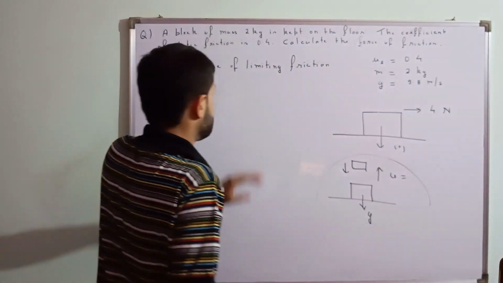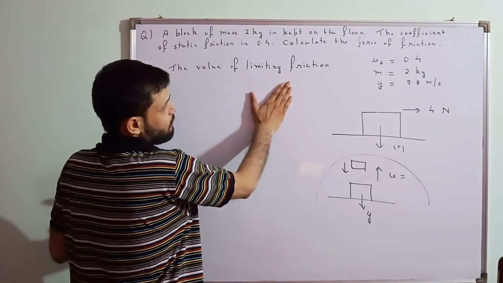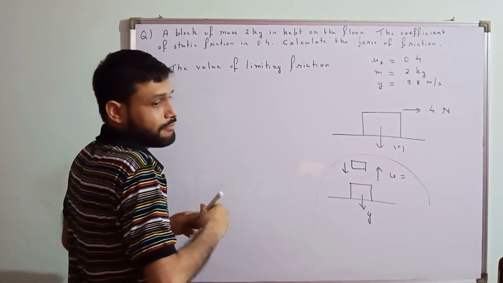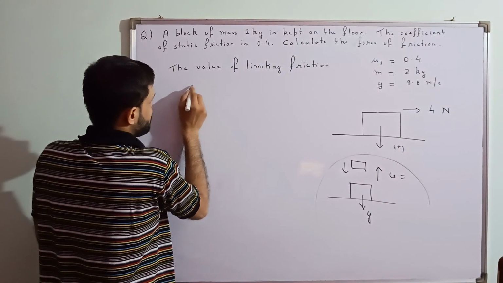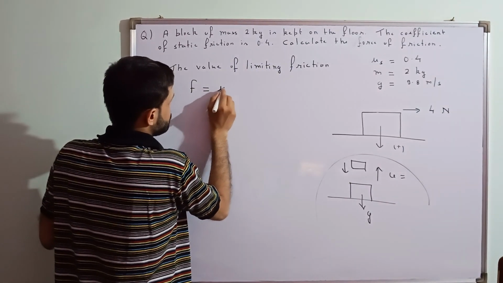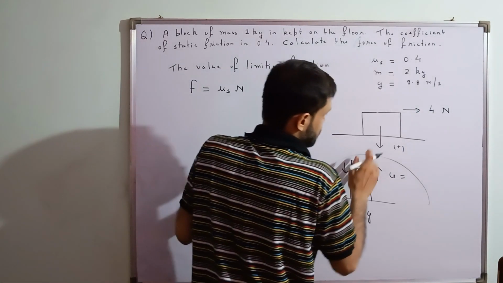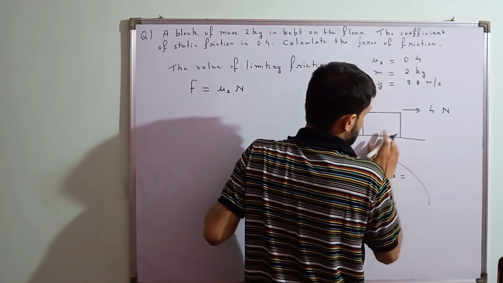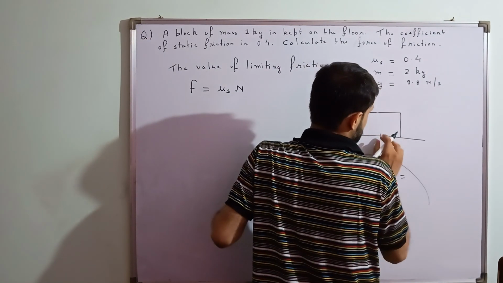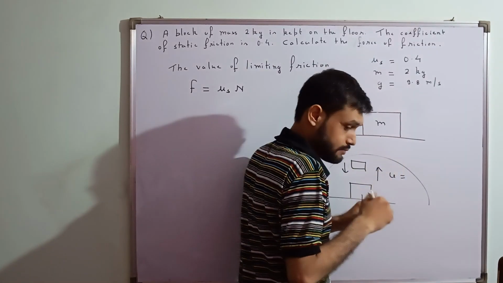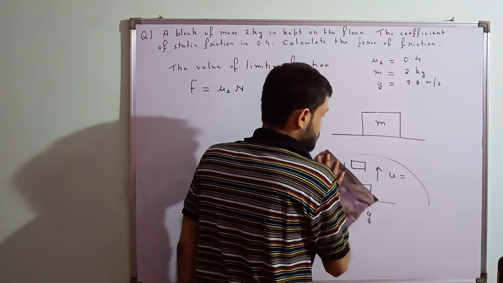Now come to here. We can find the maximum value of static friction, or we can write the value of limiting friction. So what will be the value of limiting friction? We have already discussed: it is mu times normal reaction. As you can see from here, let's say our object is over here. I am considering this as my object, and let me draw the forces on it.